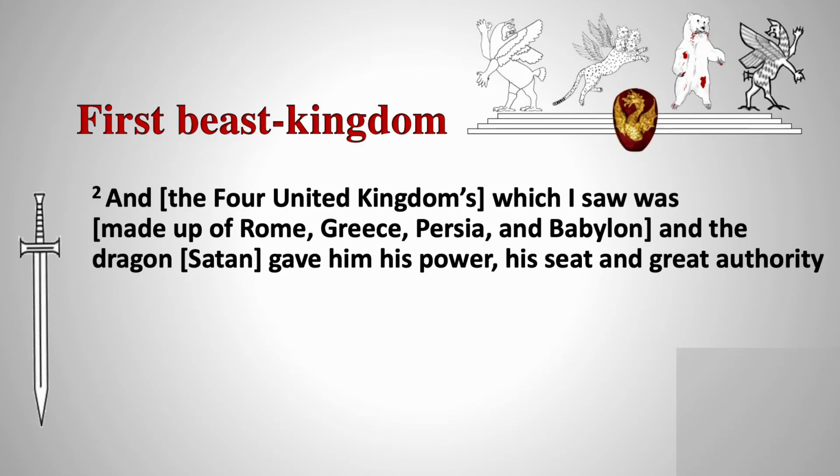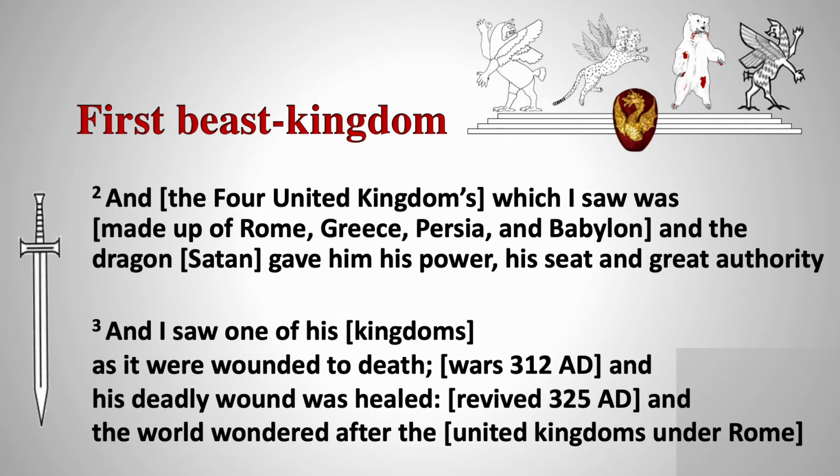Verse 2 says, and the 4 united kingdoms which I saw was made up of Rome, Greece, Persia, and Babylon. And the dragon gave him his power, his seat, and great authority. And verse 3 says, and I saw one of his kingdoms as it were wounded to death, and the deadly wound was healed, and the world marveled after the united kingdom under the wing of Rome.